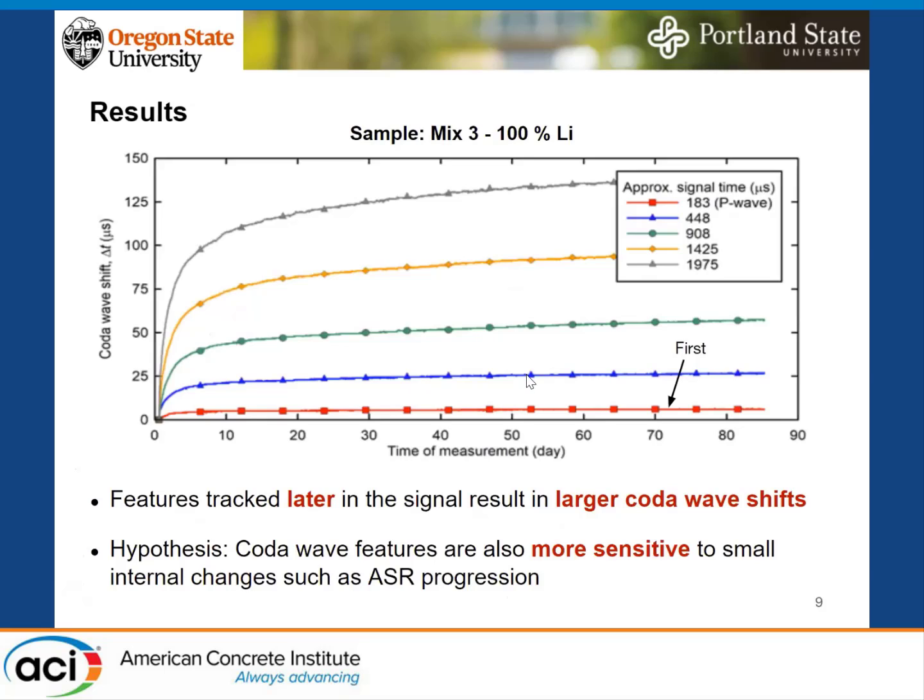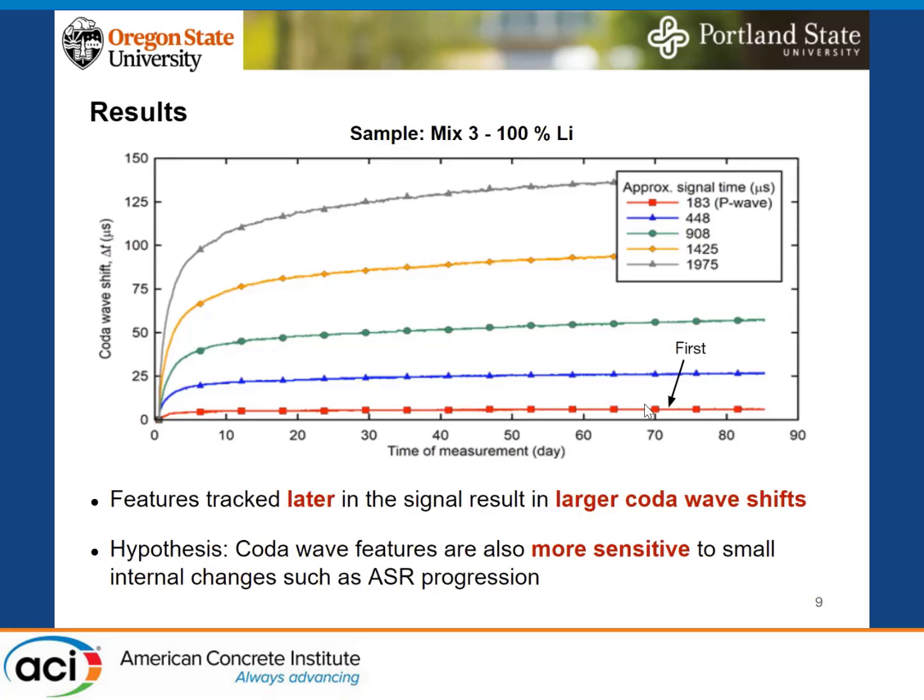And here's another interesting plot. This is for mix 3, which is the one fully mitigated, which we don't expect to see ASR happening in. The x-axis here is the time of measurement. And we see the red graph, which is the first arrival. You see there is not that much change from day 0 to day 90. It's not that sensitive.